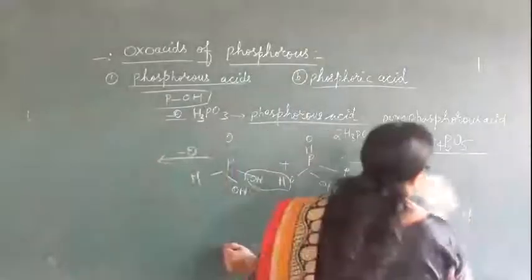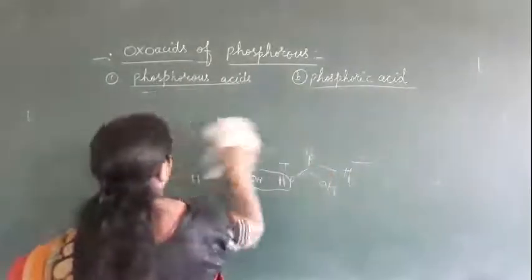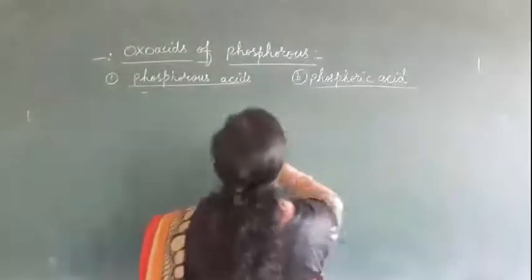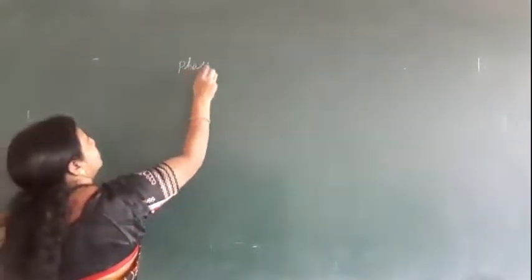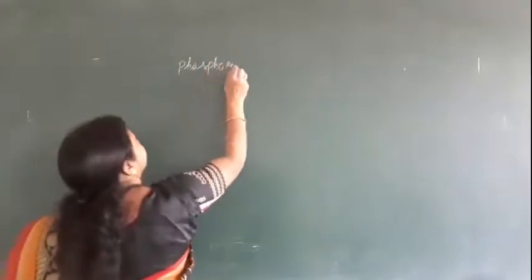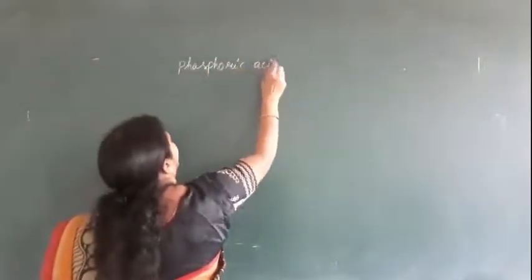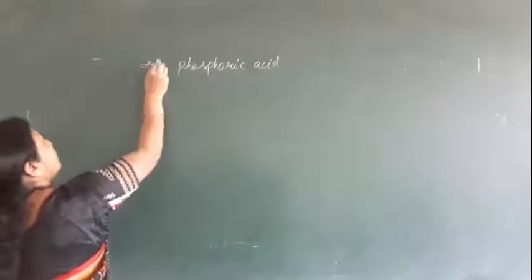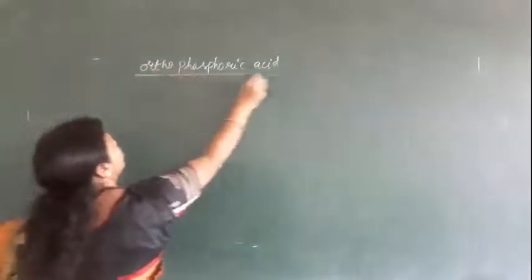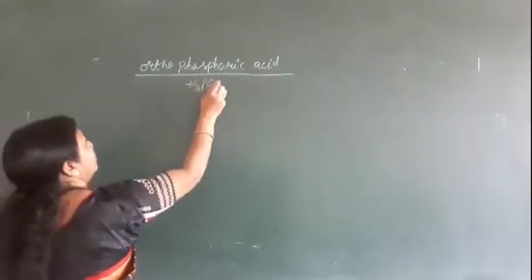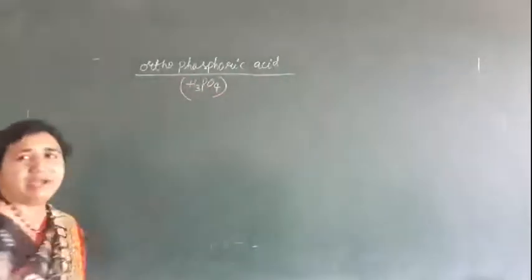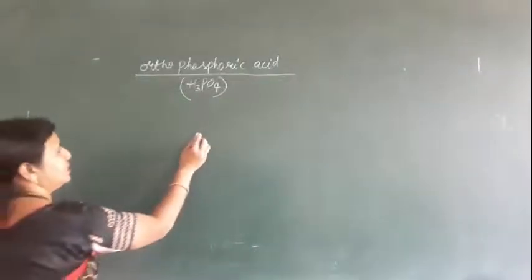Next we will see phosphoric acid. First we will see phosphoric acid, which is also called orthophosphoric acid. The formula is H3PO4. This one you have to keep in mind. H3PO4 it is. Now the structure.